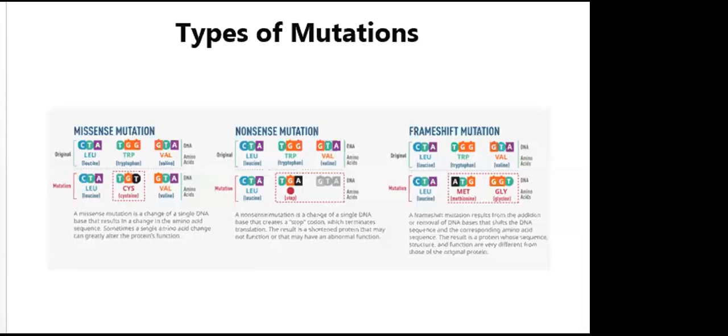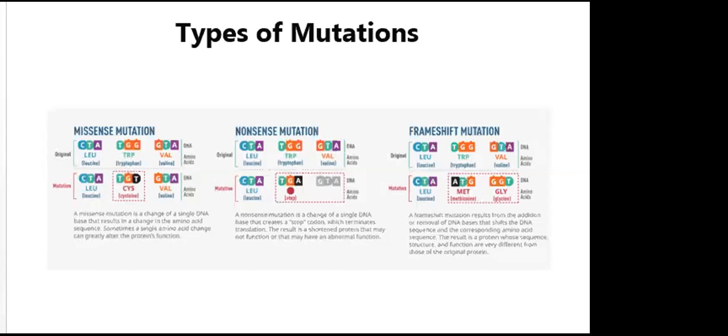The second one we need to look at is a nonsense mutation. Now, this also involves a single alteration to the DNA base pair. However, in the case of a nonsense mutation, a single change results in the production of a stop codon, thereby terminating protein synthesis prematurely. As a result, an incomplete protein is formed that may or may not function. And this is known as the nonsense mutation.